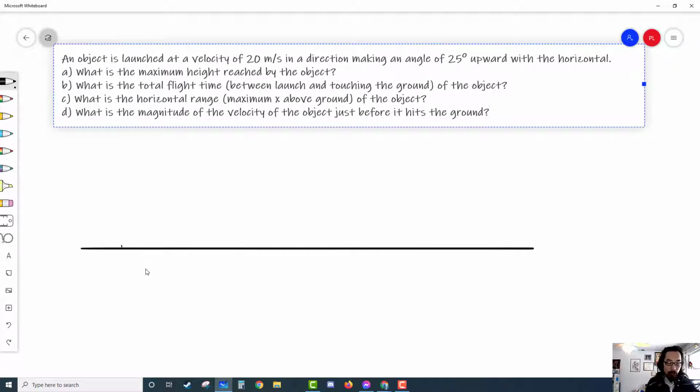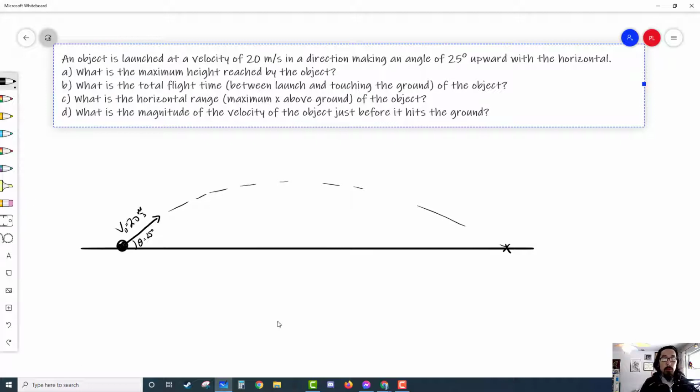So we have an object here, and it is launched with a velocity of 20 meters per second. So boom, 20 meters per second. We can call that V initial. And it is launched at an angle of theta, which is going to be 25 degrees. All right, and then it's going to go pew, I'm just going to land somewhere over there. And trust me when I say the sound effects do help.